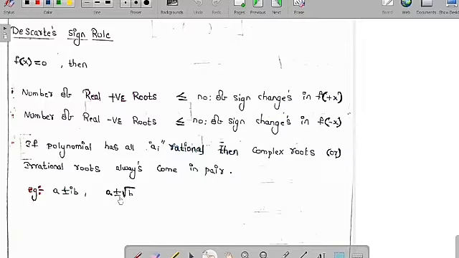The meaning of irrational numbers is that after the decimal point you can't get any repeating pattern; you always get different digits, and it does not terminate, it keeps going to infinity after the decimal. So we say those numbers are irrational numbers. Therefore, the complex roots and the irrational roots always come in a pair, which is a plus or minus ib and also a plus or minus root b.